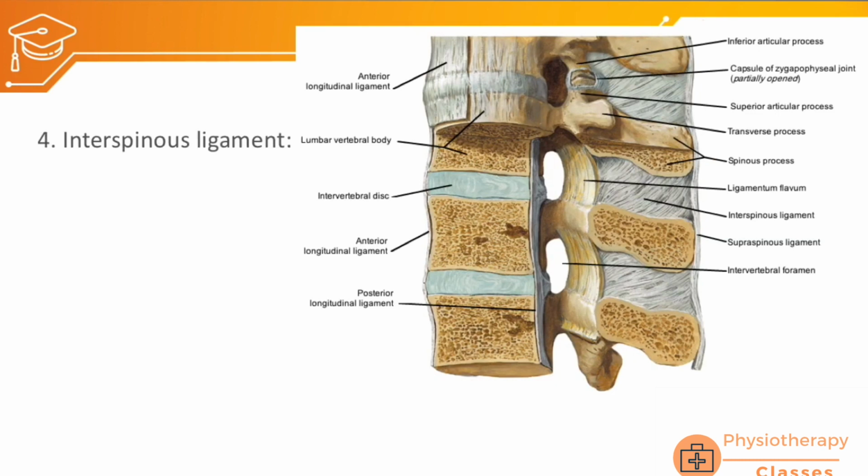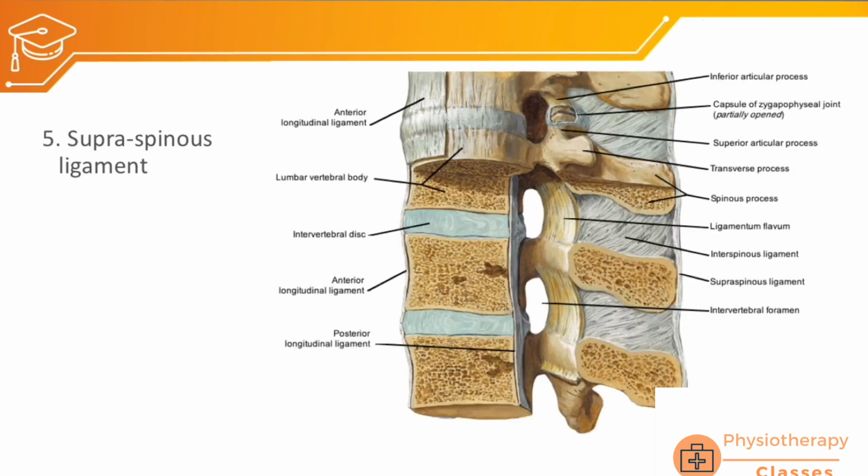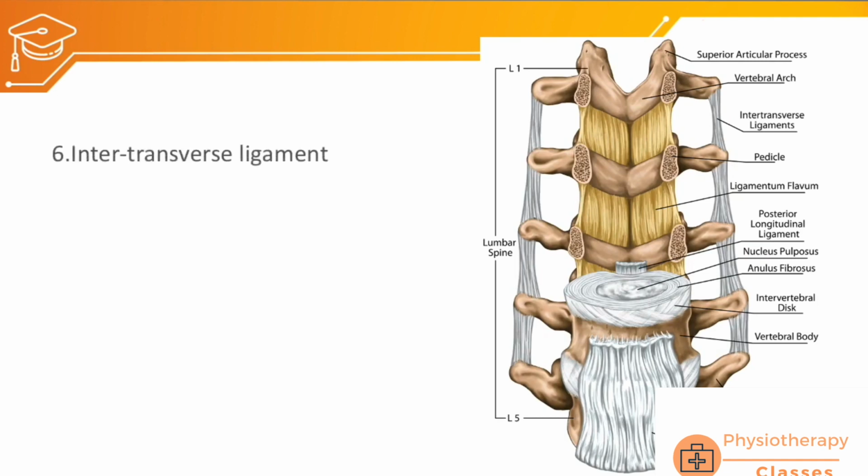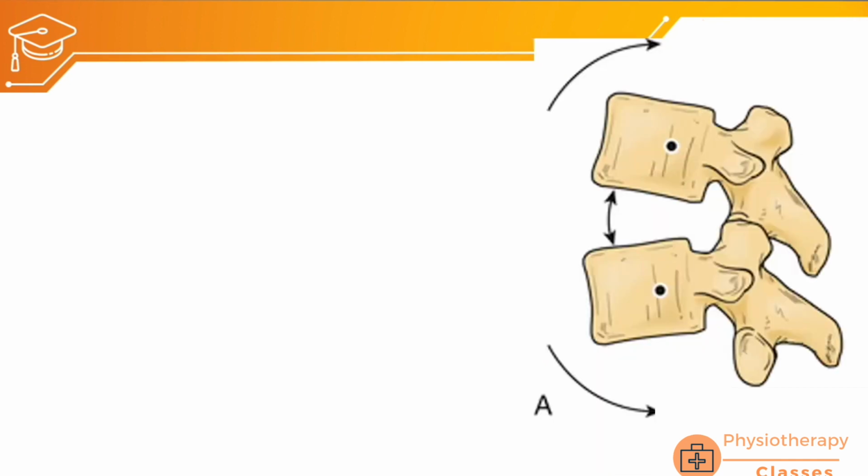The interspinous ligament, which is present between the spinous processes, as we have discussed for the cervical vertebra, prevents flexion. The supraspinous ligament, which runs through the tips of the spinous processes of the thoracic vertebrae, also prevents flexion. The bilateral intertransverse ligaments, which are present between the transverse processes of the superior vertebra and the inferior vertebra, also prevent flexion.